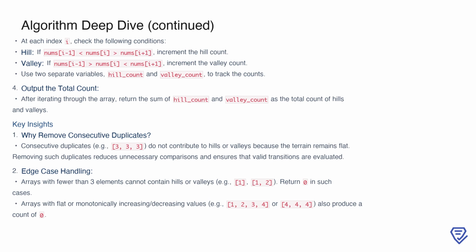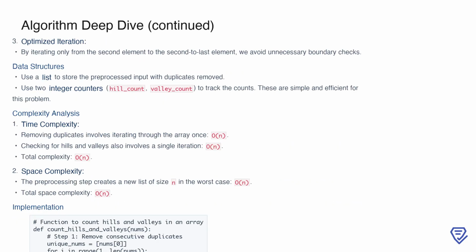valleys in the array. To better understand the need for preprocessing, consider that consecutive duplicates, such as 3, 3, 3, do not contribute to meaningful transitions in the terrain. Removing these duplicates simplifies our comparisons and ensures we focus only on distinct changes in the array. Additionally, we must handle edge cases where the array is too small to contain hills or valleys, such as arrays with fewer than 3 elements, or arrays that are entirely flat or monotonic, where the total count will always be 0. This approach is optimized by limiting our iteration to only the range where hills and valleys can form, specifically from the second element to the second to last element, avoiding unnecessary checks at the boundaries.